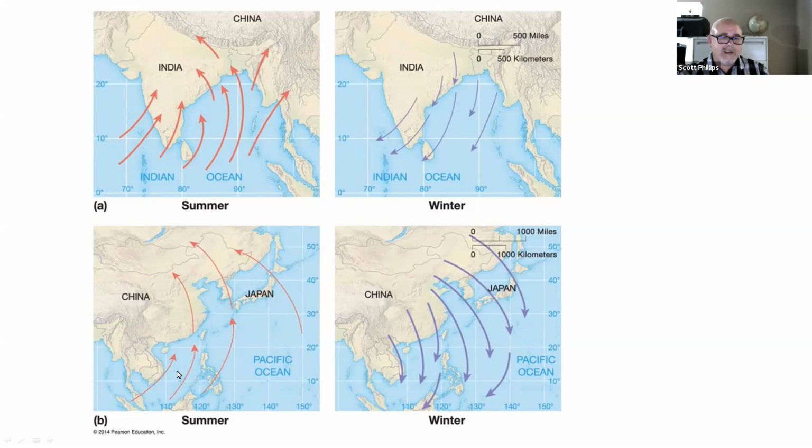A little bit later in the year, the same pattern emerges in East Asia, where in the summer months air is being drawn in from the ocean to East Asia, and in the winter being pushed outward from East Asia.